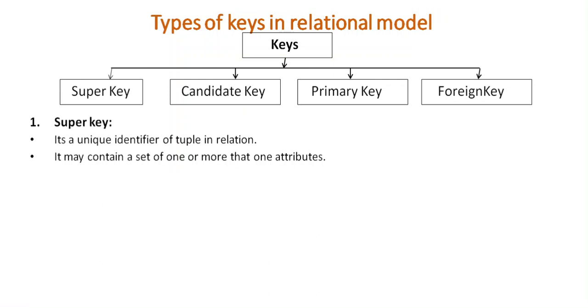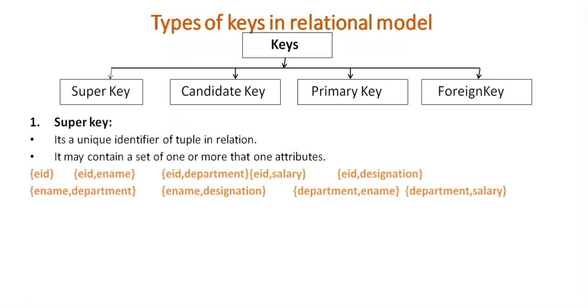As in our relation we have employee ID, ename, that is a key which is a combination of two attributes. Employee ID, designation is again a key which is a combination of two attributes. So all those combinations or attributes that are used as a unique identifier in any table are called super keys. So here in our table we have these super keys: employee ID, ename, one combination; employee ID, department, another combination; employee ID, salary, another combination, and so on. So these all are the super keys in our employee relation.